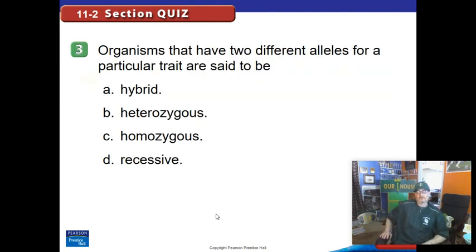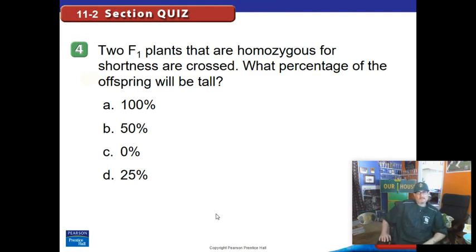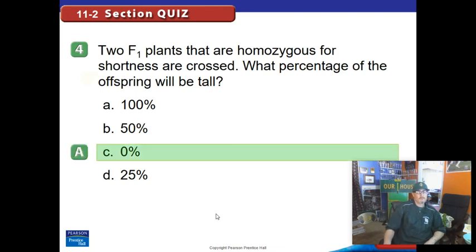Organisms that have two different alleles for a particular trait. Two different alleles. Take a look back at number 20. Different, Latin root, hetero. They're heterozygous. They are hybrids. Two F1 plants that are homozygous for shortness. That means little t times little t. What percentage of the offspring will be tall? If you have two parents that are little t, you have no chance of getting a big T. So that would be a 0% chance.